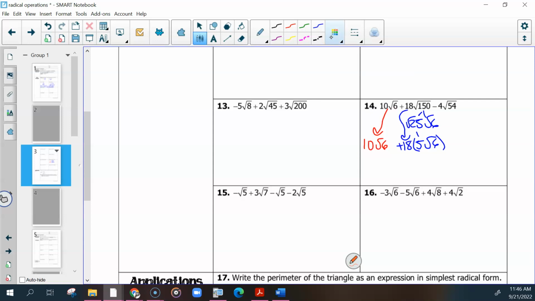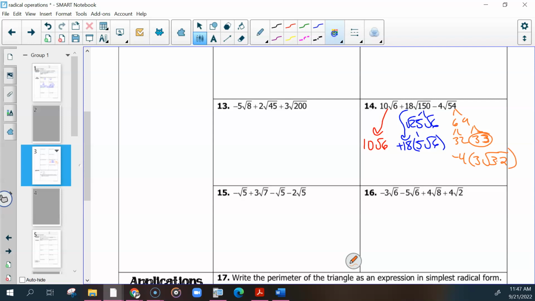Now if we're doing factor tree, give me two factors of 54. 6 and 9. We have 3 and 2, and 3 and 3. We have a pair of 3s. So that pair of 3s would come out, so this would be negative 4 times 3 times the square root of 3 times 2. So I'm going to simplify that first, and then we'll see what we can combine.